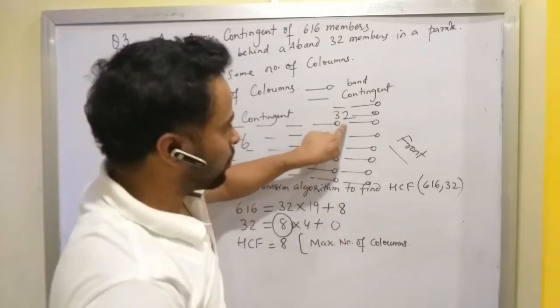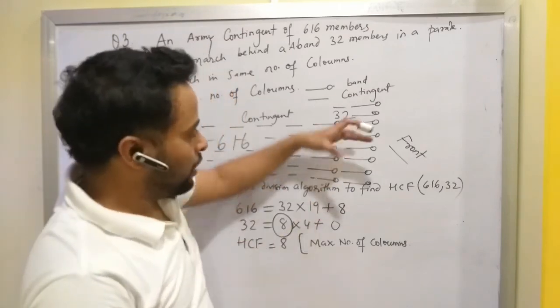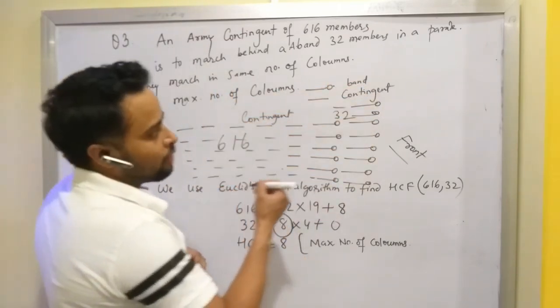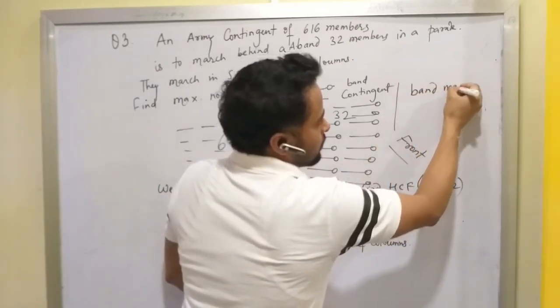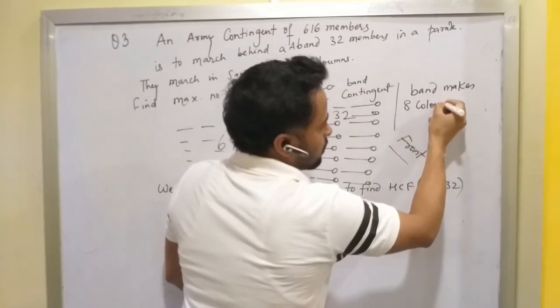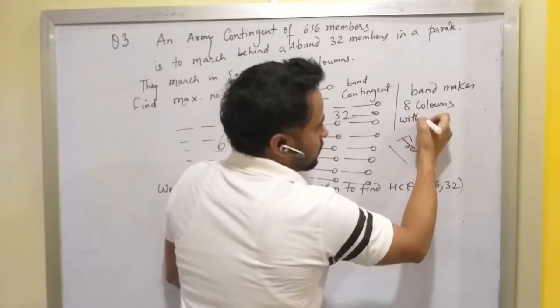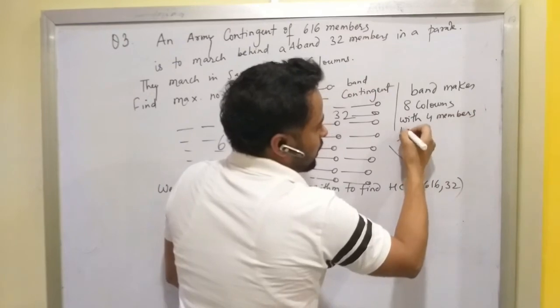8 into 4. So band people will divide into 8 columns. Okay, so I'll write all the answers properly. Band makes 8 columns, okay, with 4 members in each column.